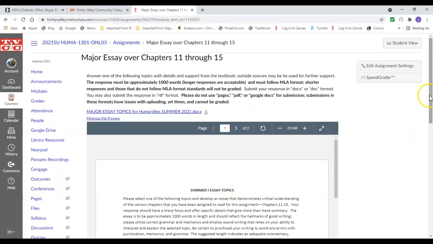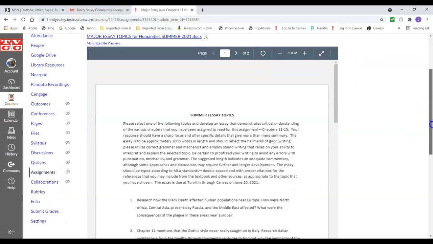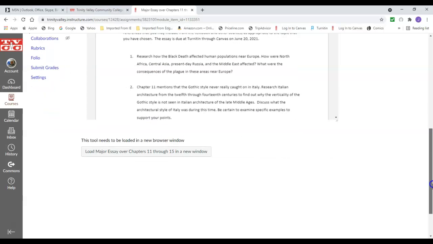And you'll see here's the actual assignment. And then down here below that, you'll see this bar. It turns a little darker gray here. And this is where you're going to click on this to submit your essay. You click on this bar, and it takes you to turnitin.com.